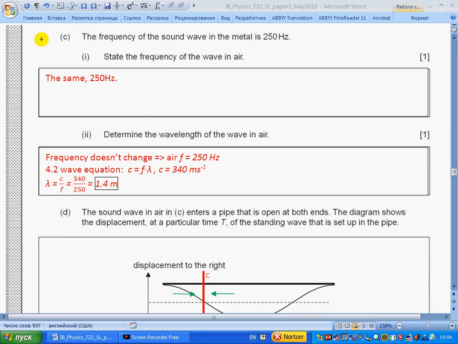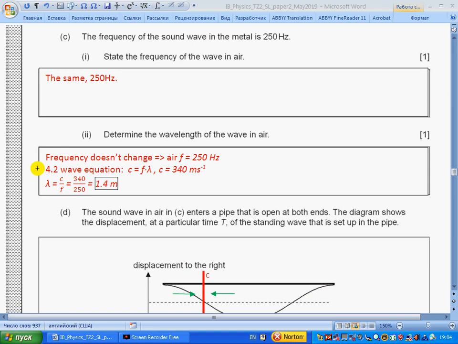The frequency of sound wave in metal is 250 Hz. State the frequency of wave in air. The same, 250 Hz. Determine the wavelength of the wave in the air. Frequency doesn't change, so frequency is 250.